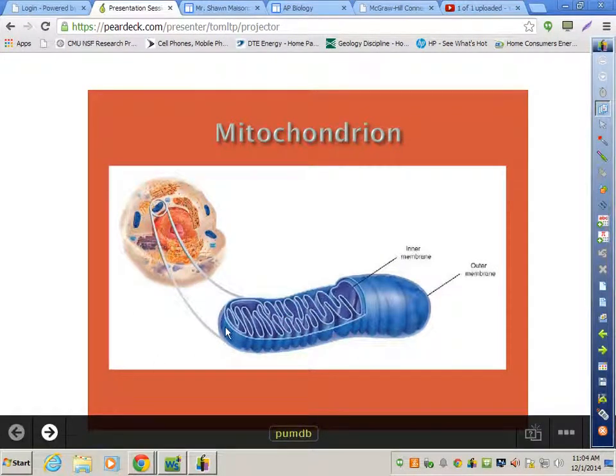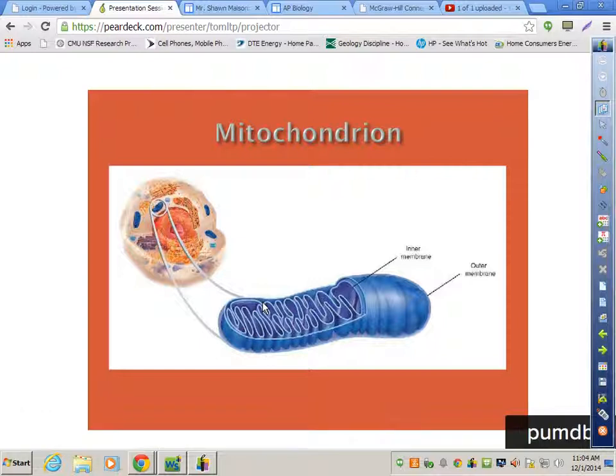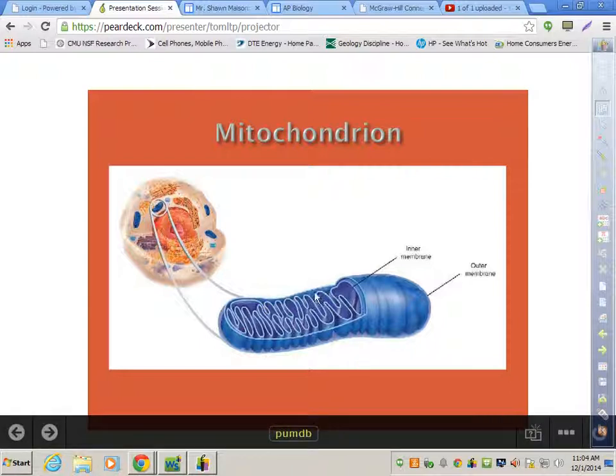By the way, do all cells have a cell membrane? Is a cell membrane 2 layers? Is this 2 layers? Yes. Yes.